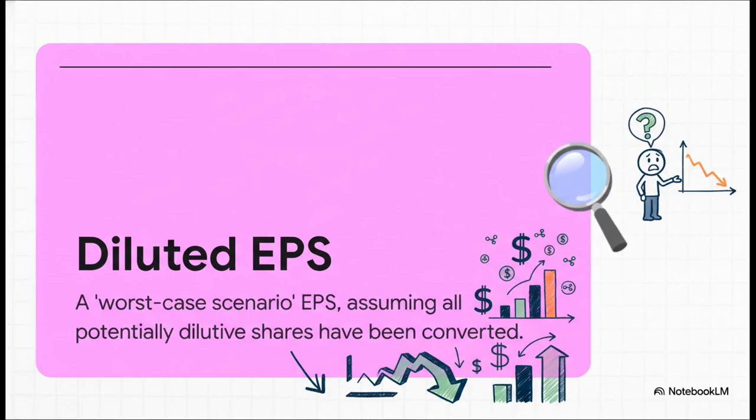And this is exactly why AASB 133 requires companies to report diluted EPS. It's a forward-looking, conservative measure. It basically answers the question, what would our EPS look like in a worst-case scenario if all of these potential shares were converted today? It's an absolutely essential red flag for potential risk to your future earnings.